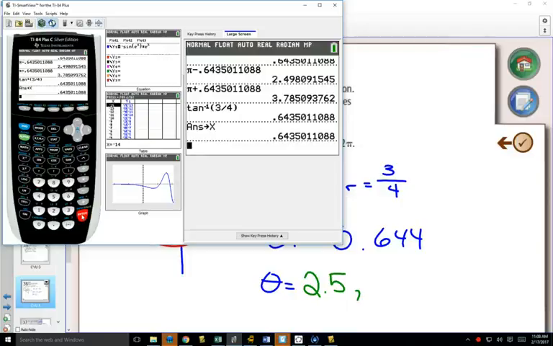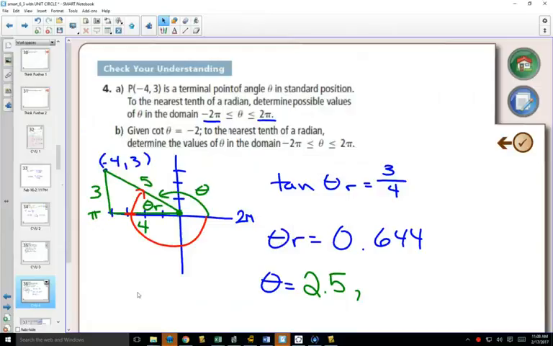So instead of me going up and clicking my value, I can go pi plus x, and it gives me that same answer at 3.8. Now I just use positive values. As a negative angle, then this would be negative 3.8. And we've solved part A.